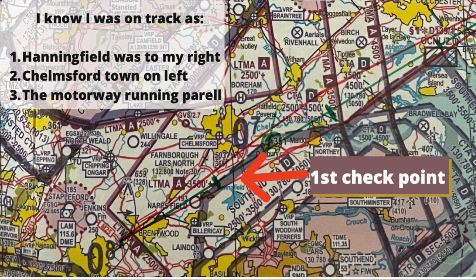So we've just approached our first checkpoint. What I'm going to be doing now is looking on the map and thinking, am I on track? Am I heading in the right direction? How can I confirm that I'm heading in the right direction?